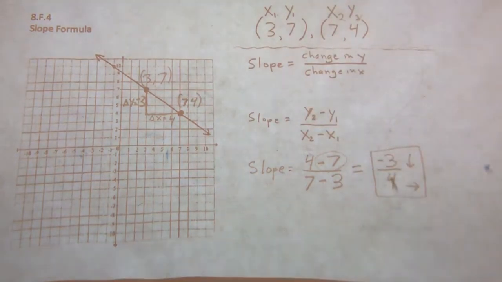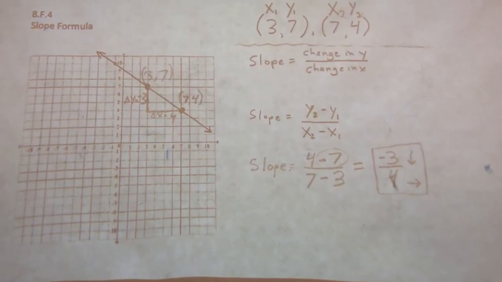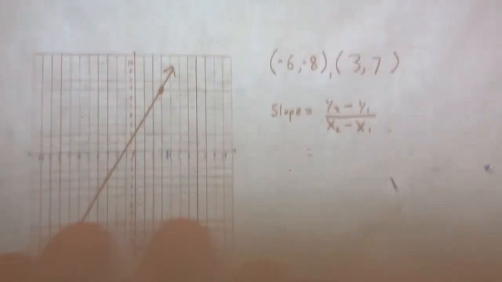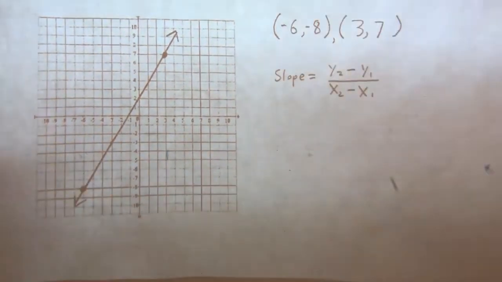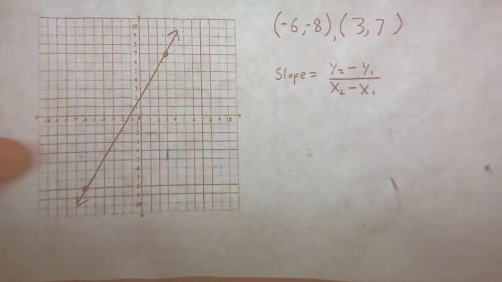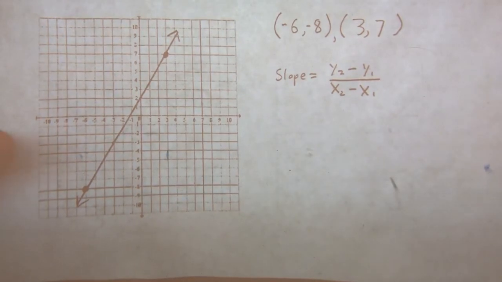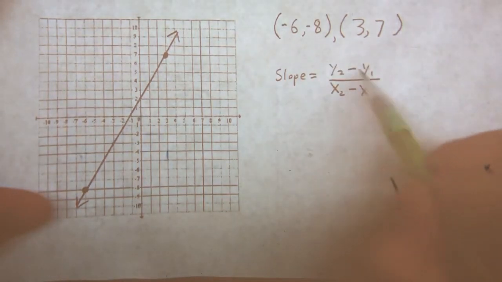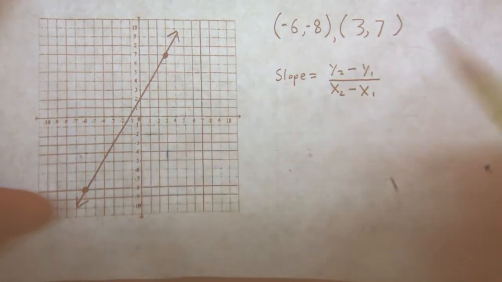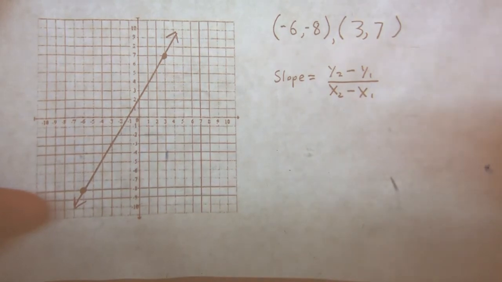Let's do another example. So we'll move this down. Here we see this line moves up from left to right, so we should anticipate that it would be positive slope this time. Now I picked this example because you're going to see that we have to be very careful with our subtraction, so I chose these points to demonstrate that.